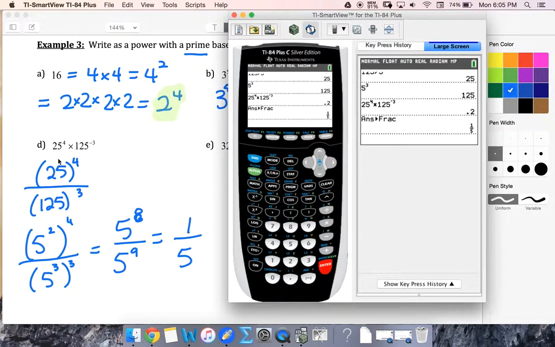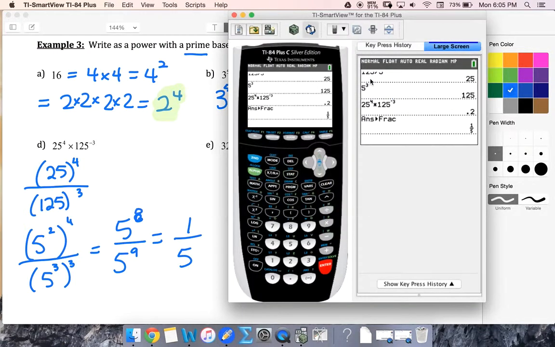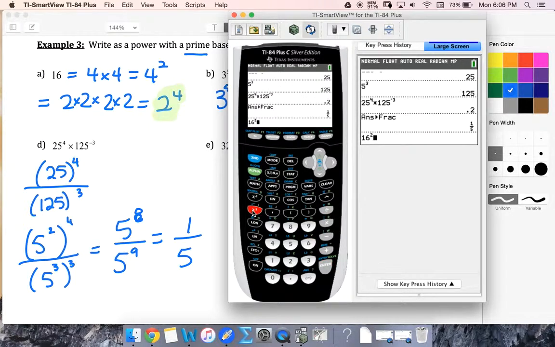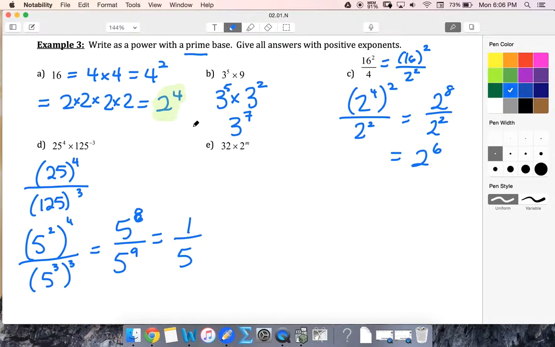Now, you can use your calculator, but it's not always going to give you the answer with the prime exponent, so we need to know we might still have some more math to do. So if you calculated this one, for example, 16 squared divided by 4, I would get 64, but I'd still have to then figure out my prime factorization. So connecting back to Unit 1.